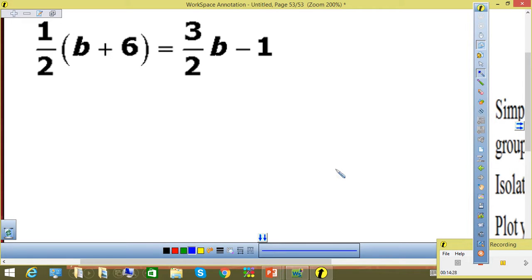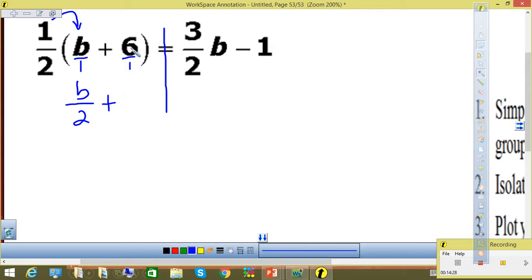All right. Line down the equal sign. We need to simplify. So what do we do on this side? Distribute, right? So 1 half times b. Remember that these we write over 1. Remember that? So what is 1 times b? 1b. What is 2 times 1? 2. Plus 1 times 6, so this is 6 over 2 equals 3 over 2 b minus 1.